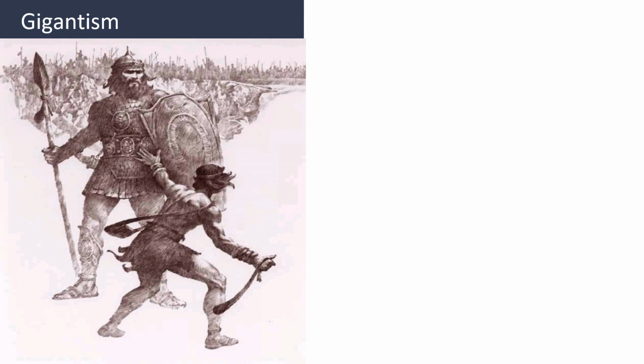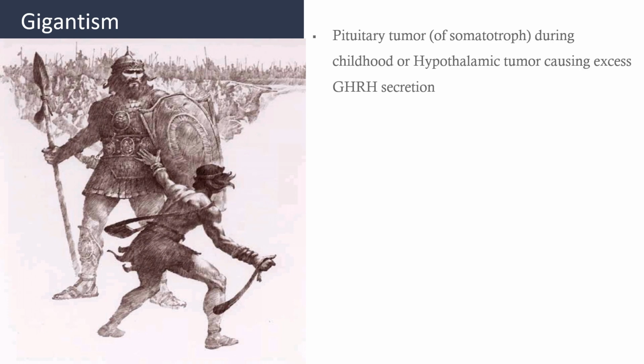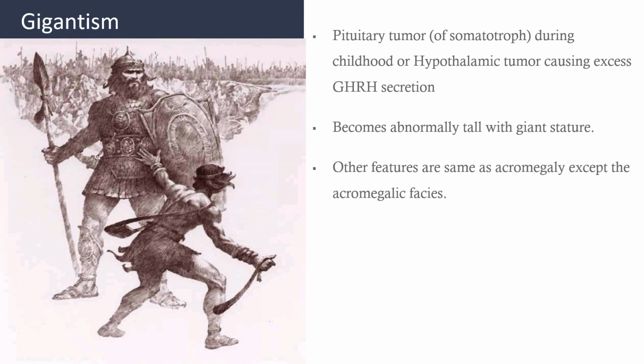Gigantism, it is the hypersecretion of growth hormone before the fusion of the epiphysis. So pituitary tumor during childhood or hypothalamic tumor causing the excess of the GHRH secretion can cause the gigantism. So it is before the closure of the epiphysis. So they become abnormally tall with gigantic stature. So other features are same as acromegaly except the acromegalic faces.